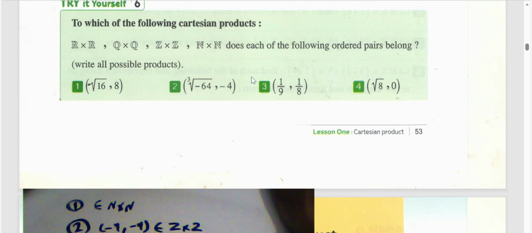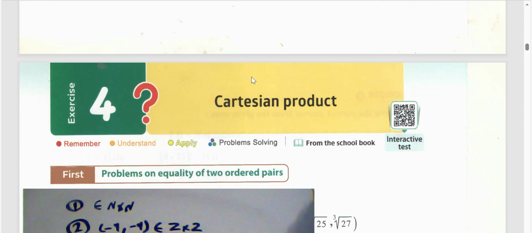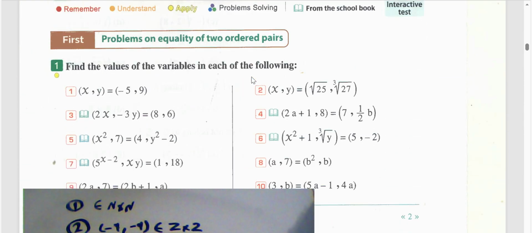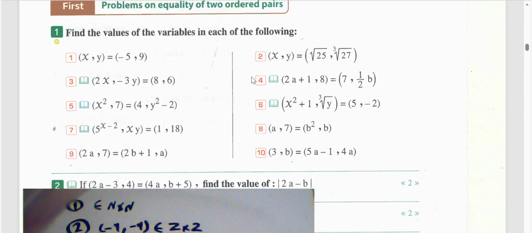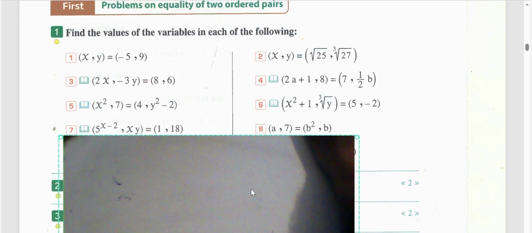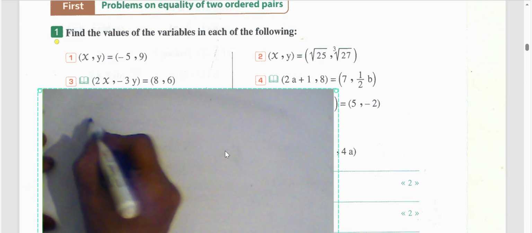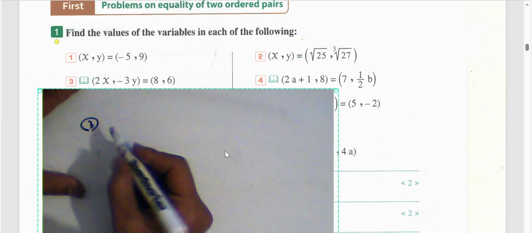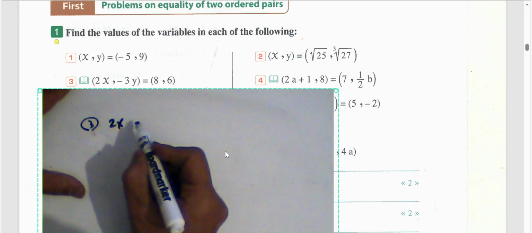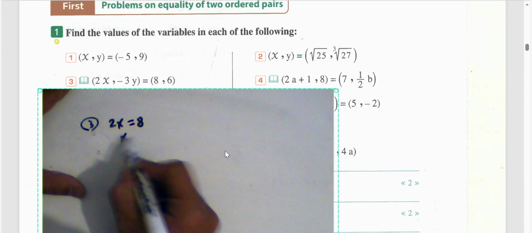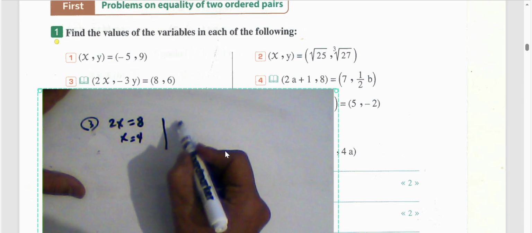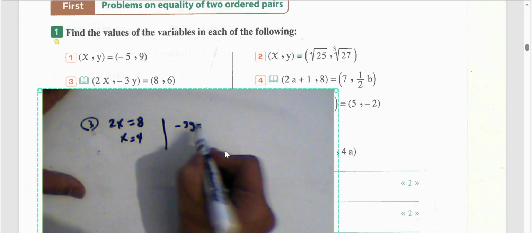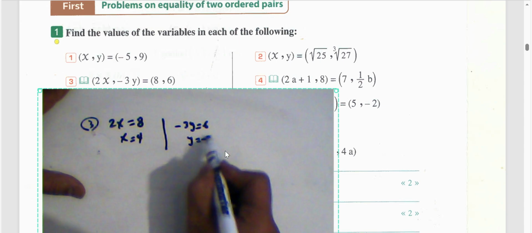Now I will explain from the book the solution with me about the order pair. First equals first and second equals second. You must know the properties to find the answer, like question number 3. Questions 1 and 2 are easy, direct questions, but here I will write some questions to solve with you. 2x equals 8, then the value of x equals 4, and negative 3y equals 6, and y equals negative 2.